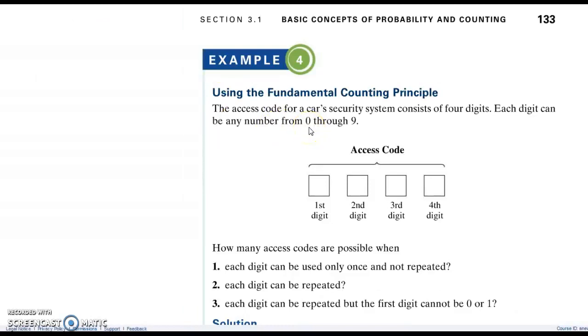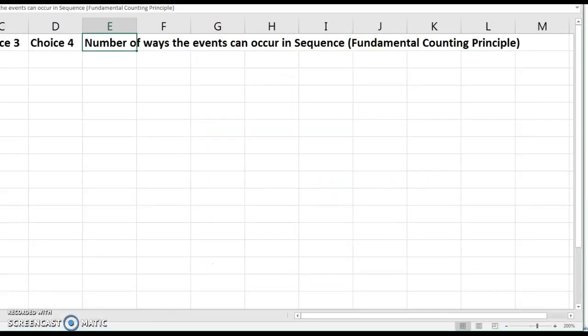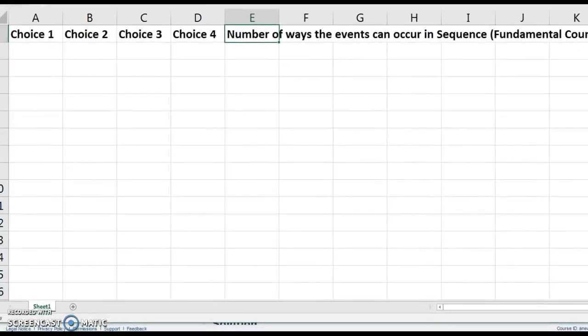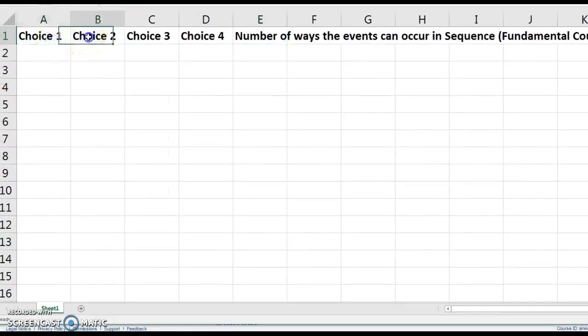Here we're entering a PIN, another example with the fundamental counting principle, and it's going to be 4 digits long. How many access codes are there if each digit can only be used once and not repeated? Or number 2, each digit can be repeated. So anytime you're trying to figure this out with the fundamental counting principle, think of the choices you have to make. Here we're entering 4 numbers.